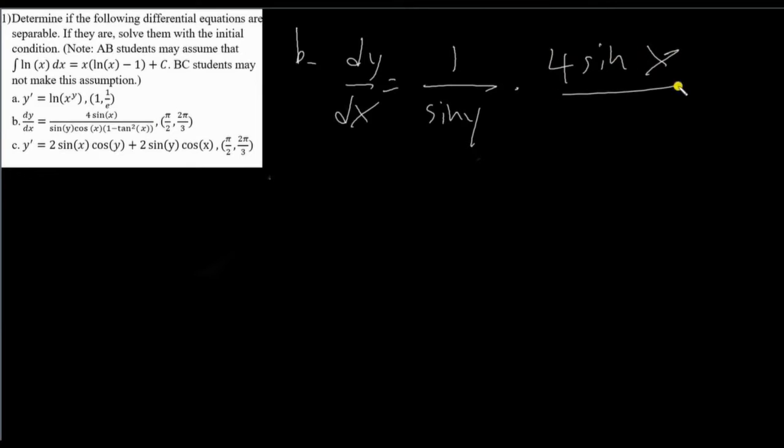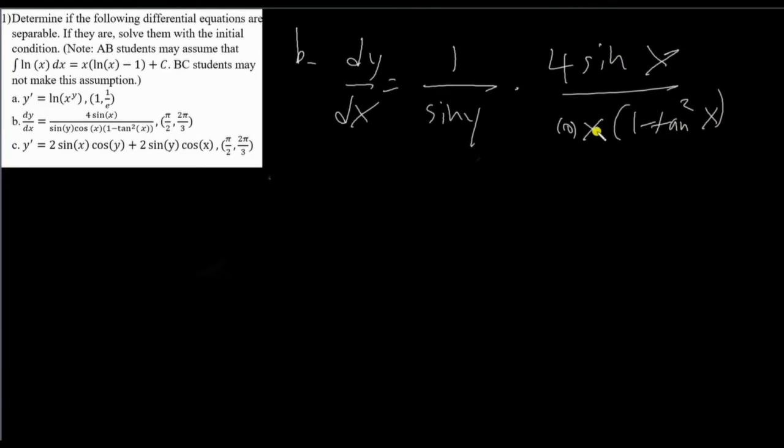Okay, part B, we have dy/dx is equal to this gigantic trig mess. So let's see how we can work on solving that. And of course we have this initial condition. So what we can do here is separate the y's and the x's. There's just one y, it's the 1 over sine y. And then we have 4 sine x over cosine x times 1 minus tangent squared x.